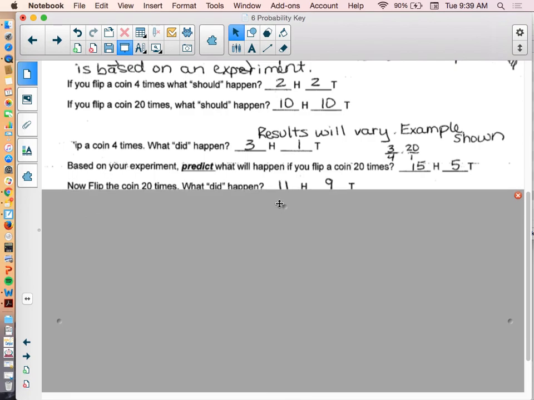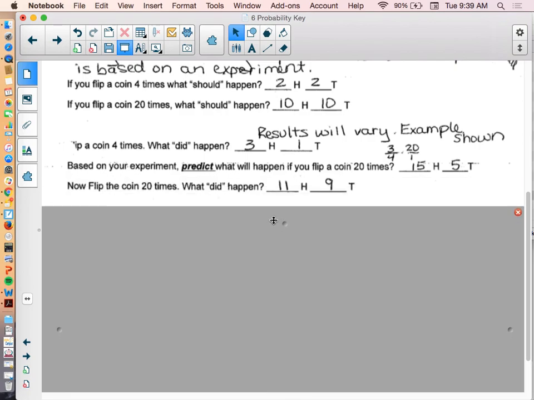Now flip 20 times. What will happen? What did happen? So actually do this. Again, we will complete this again in class to compare our results together. And then we'll fill out the table. So it's okay to stop at this point and look back on what you've learned. Hopefully you are understanding the difference between theoretical and experimental probability.